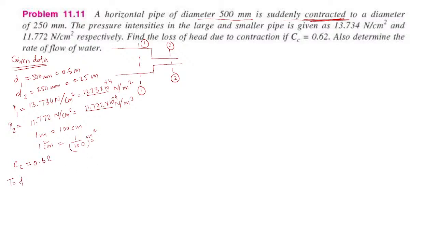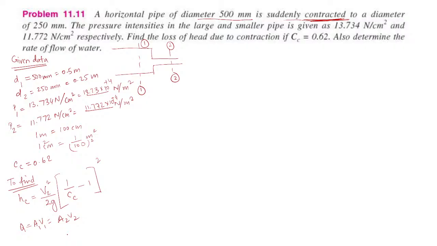And what this problem is asking us to find is hc, that we have to find. Now when you are writing, recall what hc is that we have seen: V2 square by 2g into (1 by Cc minus 1) whole square. I hope you remember this formula. And next they are asking to find Q. Q is nothing but A1 V1 or A2 V2 basically.